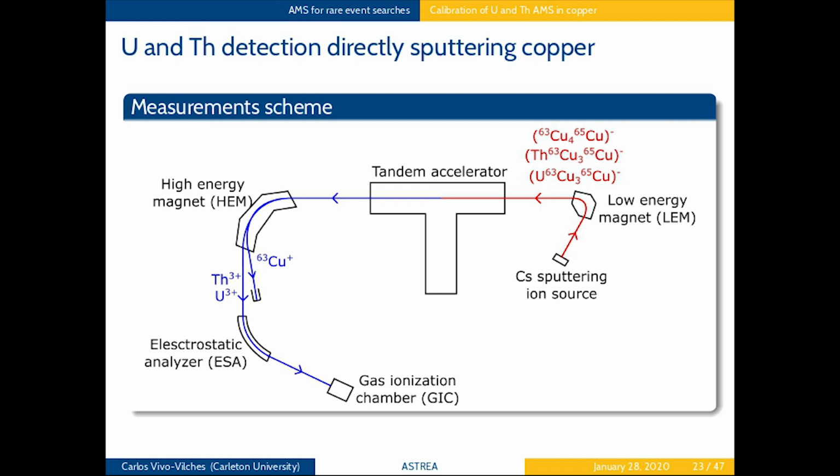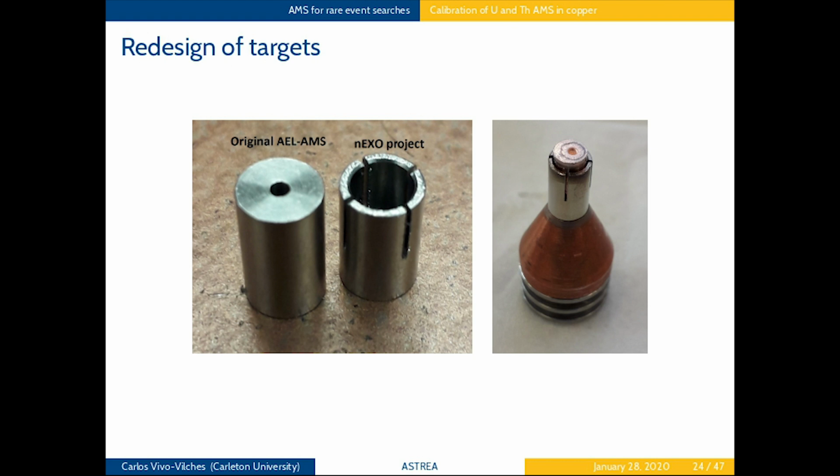So the idea, after sputtering the sample, would be to select these ionic clusters of thorium and uranium with copper, to be sure that all the uranium and thorium that we are detecting afterwards in the detector is coming from the copper material itself. Anyway, just in case, we also did this redesign of the targets.